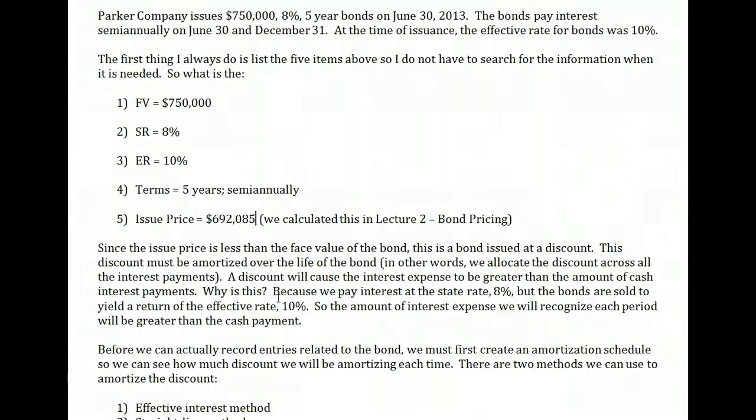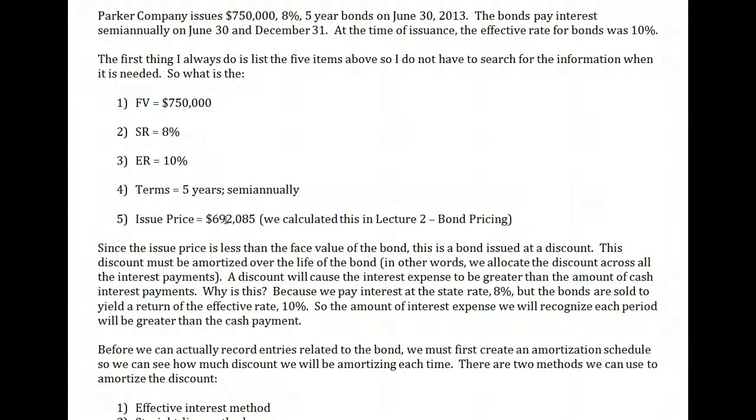So when looking at this, since the issue price is less than the face value of the bond, this is a bond issued at a discount. This discount must be amortized over the life of the bonds. In other words, we allocate the discount across all the interest payments. This is a 5-year bond that pays semi-annually, which means there are 10 interest payments on this bond. We must allocate the amount of discount, which is simply the difference between the face value and the issue price, across the life of the bond, each of the interest payments.